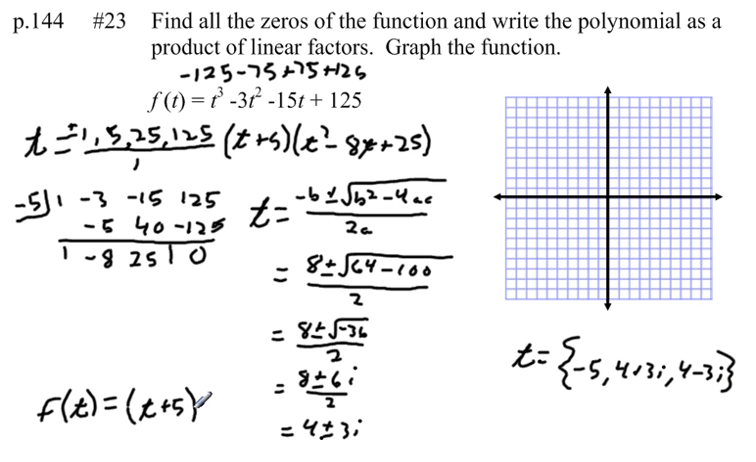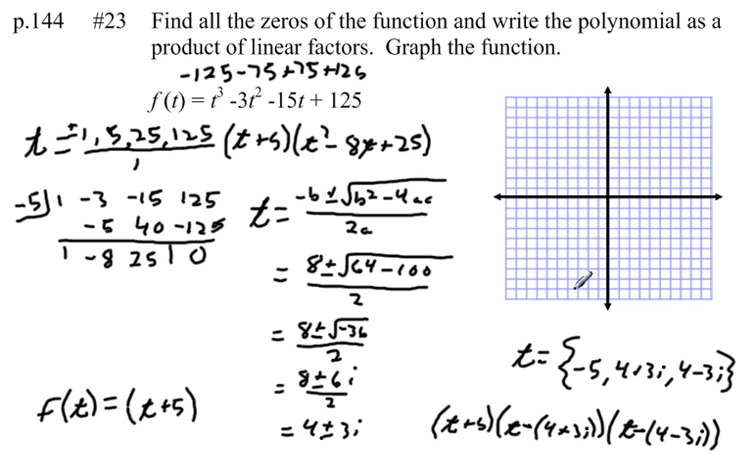I should also write this in factored form. So let's see here. I'm just going to write it over here so I have room. So that's equal to t plus 5, can't forget about that one, times t minus 4 plus 3i times t minus 4 minus 3i. So now I've got my zeros, first part of my problem. I wrote the polynomial as a product of linear factors, factored it, second part.